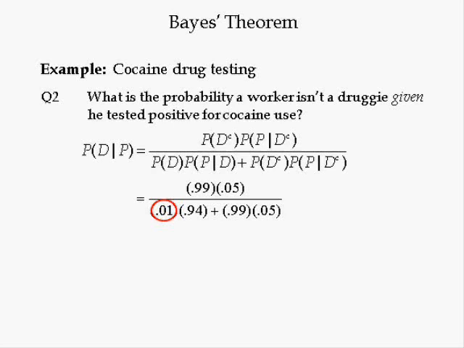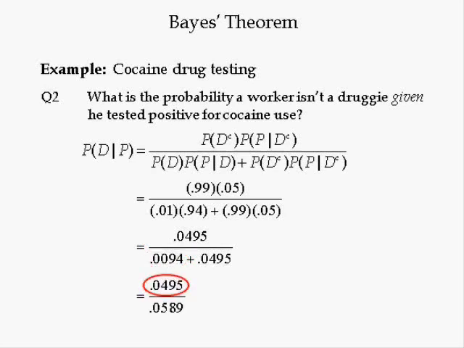The probability a worker is a druggie is 0.01. The probability a worker tested positive for drug use, given he is a druggie, is 0.94. The probability a worker is not a druggie and tested positive for drug use is 0.0495. The probability a worker is a druggie and tested positive for drug use is 0.0094. The probability a worker is not a druggie and tested positive for drug use is 0.0495. The probability of a worker testing positive for drug use is 0.0589.